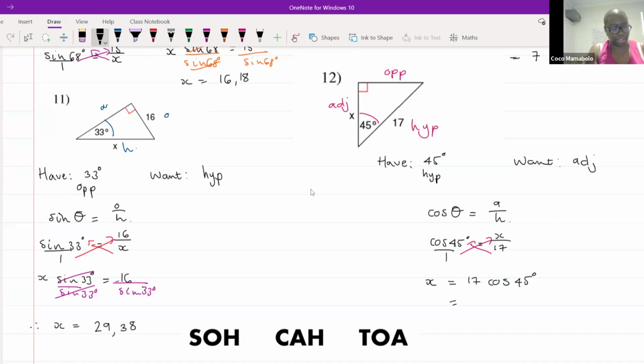What do we get here, guys? Cos 45, because I know cos 45, yeah, 100% on point. 17 root 2 over 2. If we click S-D, it should give us 12,02, or approximately 12,02.